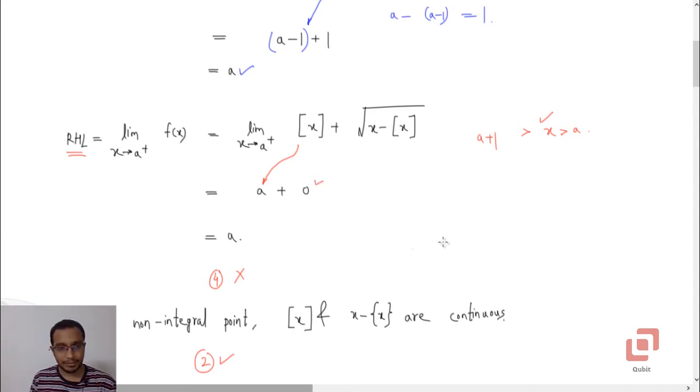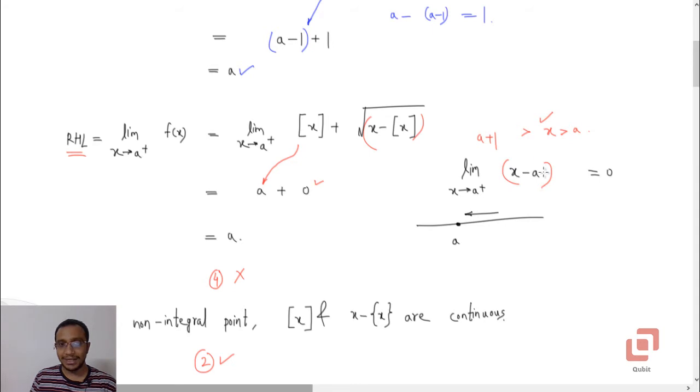Of course, for example, consider the integer a here. If you are approaching a from the right, then x is approaching a and floor of x is already equal to a. So this is as good as finding the right hand limit of x minus a, which is clearly equal to 0. We are just talking about the expression inside the radical sign, so that is 0, and the square root of 0 is 0. So the RHL also happens to be equal to a.